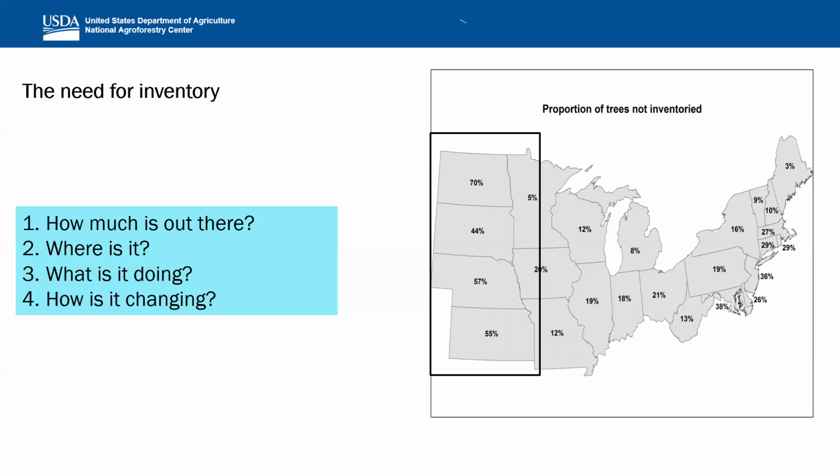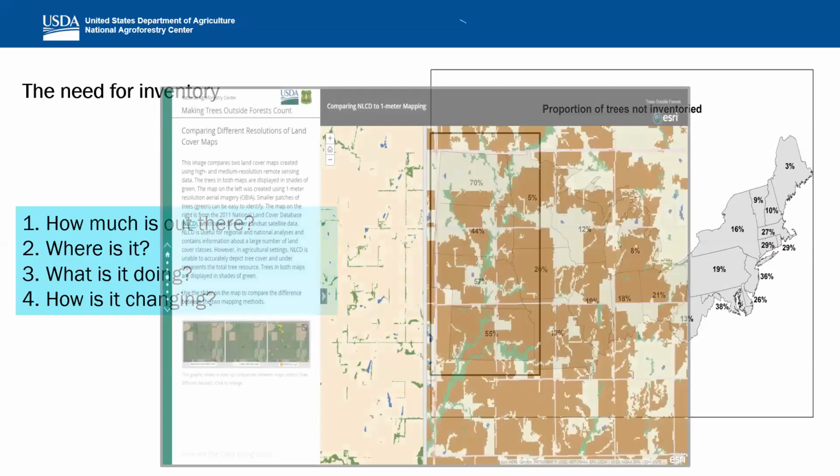So besides knowing how much is out there, knowing where it is and the function of these trees is very useful information. Sample-based approaches to inventory don't tell the complete story.